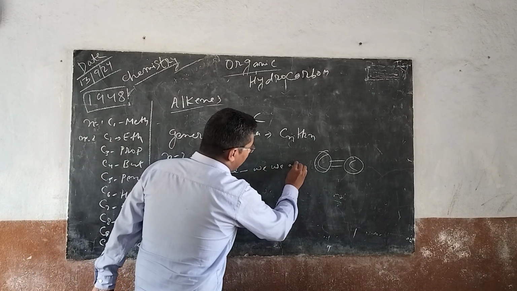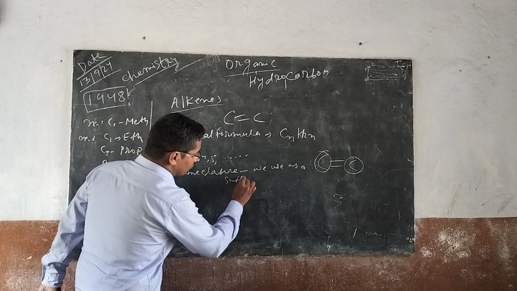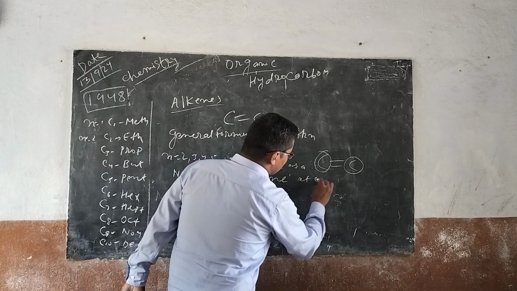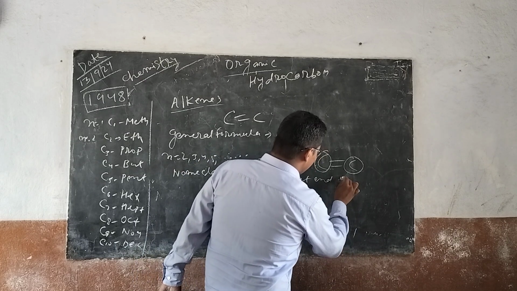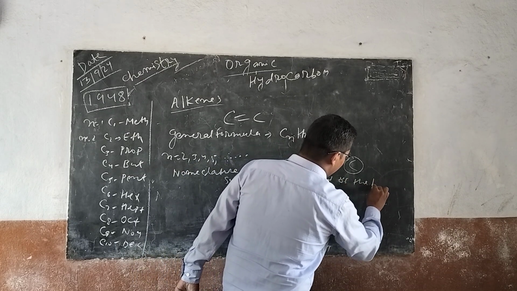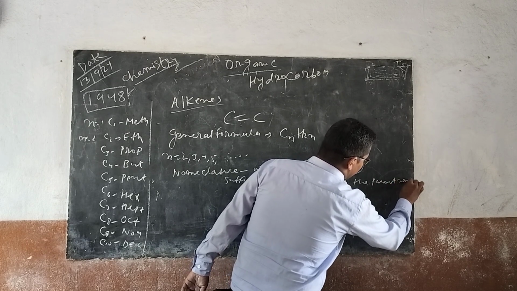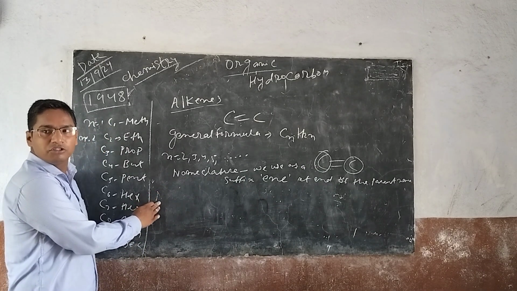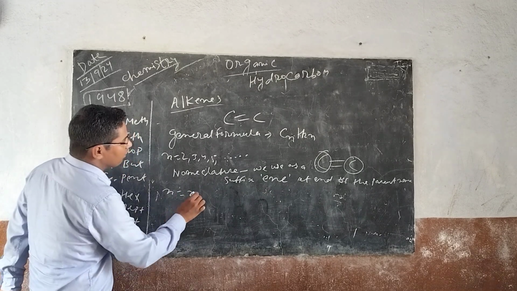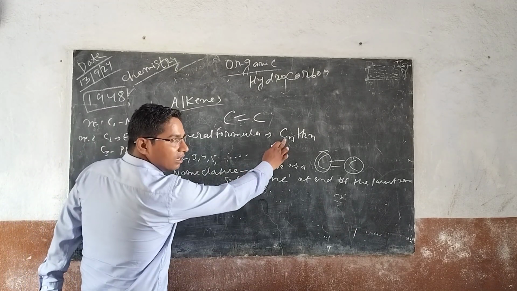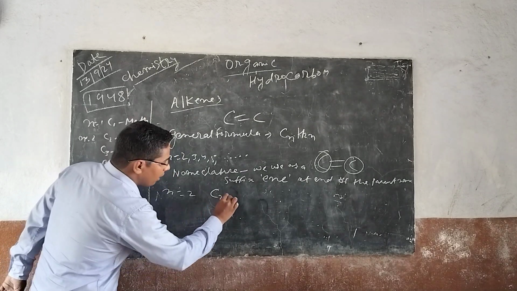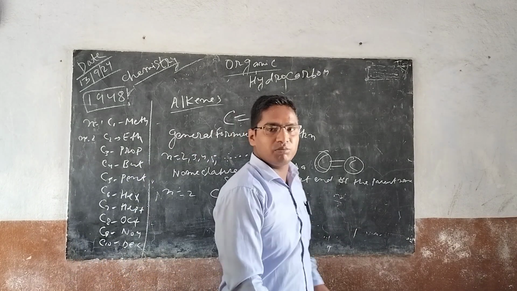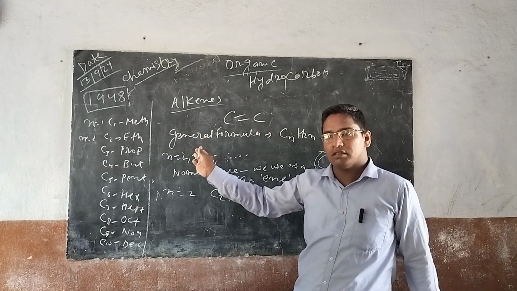We use "ene" as a suffix at the end of the parent name of the compound. Suppose we take n is equal to 2. Then we have to put the value of n in the general formula, C n H 2n. We get C2H4. It is the first member of the alkene family.